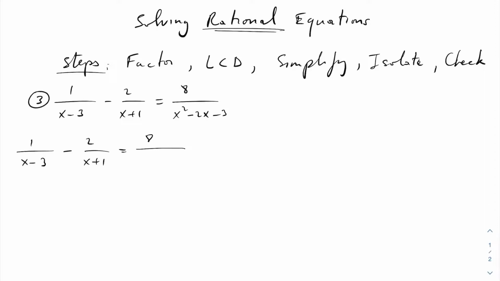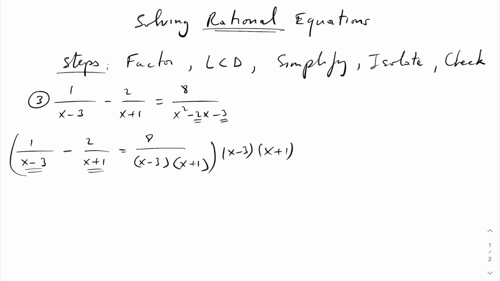So we're going to have 8 on top, divided by, on the bottom here we have a quadratic, so we're looking for two numbers that add to negative 2 and multiply to negative 3. Those numbers are negative 3 and 1. So we're going to have here x minus 3 and x plus 1. We see that our LCD needs to at least include x minus 3 and x plus 1. And so we're going to multiply this entire equation by x minus 3 times x plus 1.